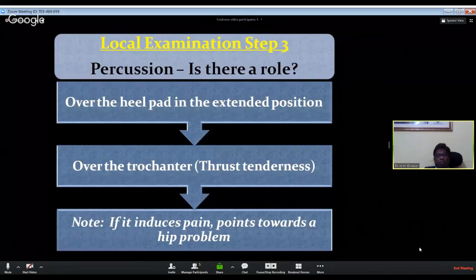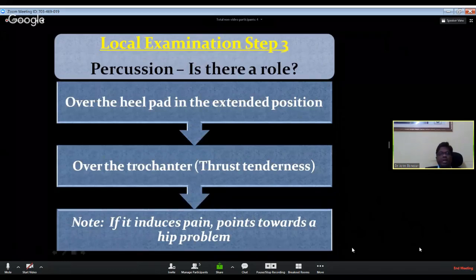Is there a role for percussion in hip examination? Percussion, we know, is of great use in chest examination, all those kinds of things. But in hip examination, is there a role? Yes, there is a role. You can percuss over the heel pad in the extended position. If you thump and you get pain, that means there is some pathology in the hip joint. And you can also percuss over the trochanter. Thrust tenderness, that is what it is called. If that induces pain, it points towards a hip problem.